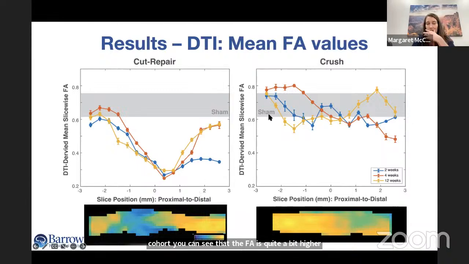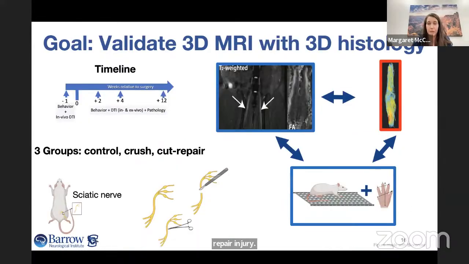Whereas if you look over at the crush, there's quite a bit of variability, but you don't have that same drop in FA near the site of lesion. This is unsurprising given how much less disruptive the crush injury is to tissue compared to the cut repair injury. So far, so good. Then we wanted to turn our attention to the 3D histology, which is the meat of the project and what we spent the most time on.